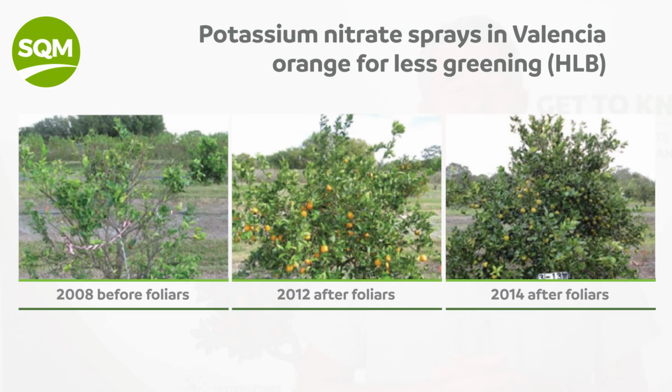The famous one is the Mauri Boyd cocktail containing potassium nitrate. In these 3 pictures, it was a study published in one of the Florida journals. It was a 5-year study on the HLB virus and potassium nitrate sprays. There were 3 potassium nitrate sprays, in this case 22.5 pounds per acre per spray, in March, June, and September. You can see from the pictures how the trees improved from 2008 to 2014. Dramatic improvement.